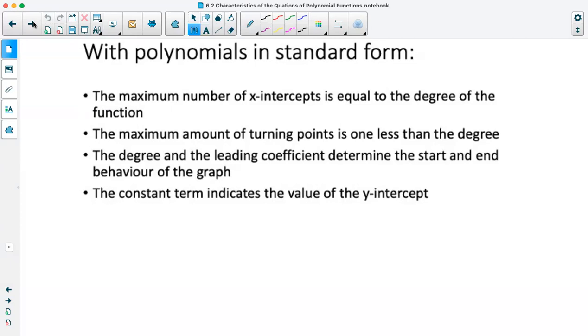Now our maximum amount of turning points is 1 less than the degree. So for example, a linear function would be degree 1. If we subtract 1, that's 0, so it does not have any turning points, which makes sense because it's a straight line. A quadratic's degree 2. If we subtract 1 from that, we get 1 turning point, which would be our vertex.